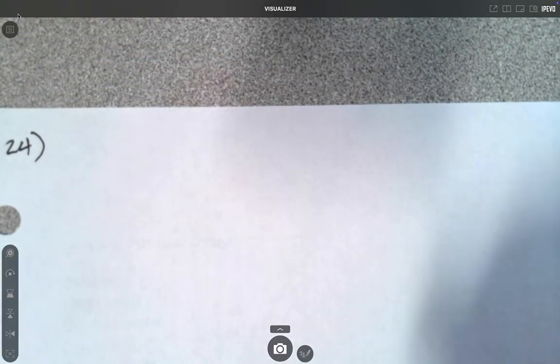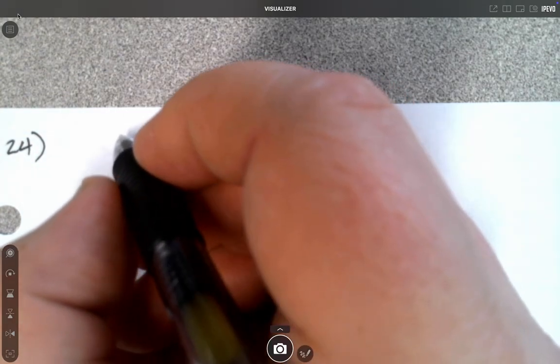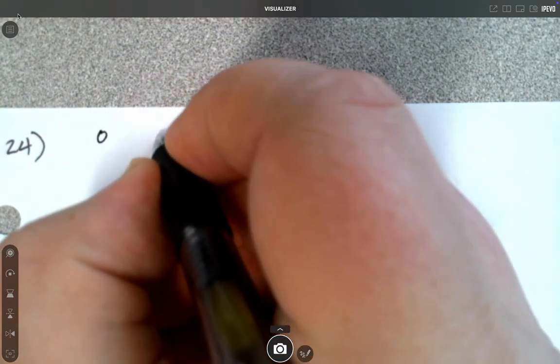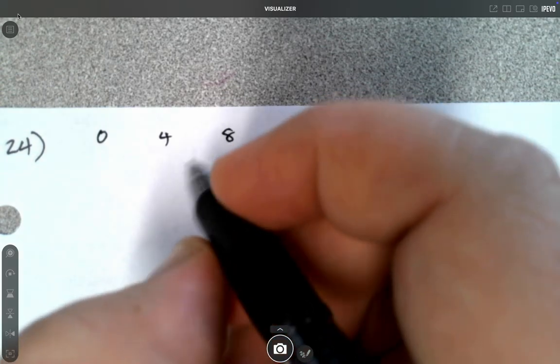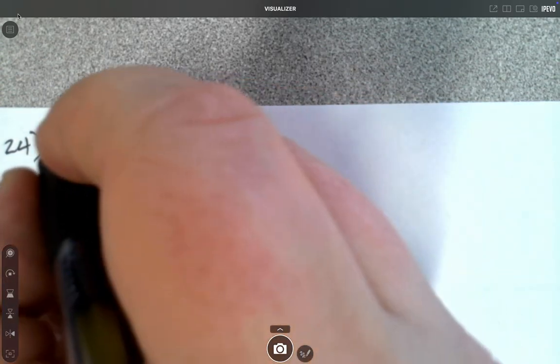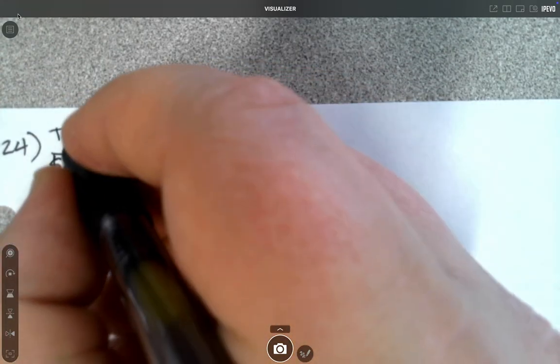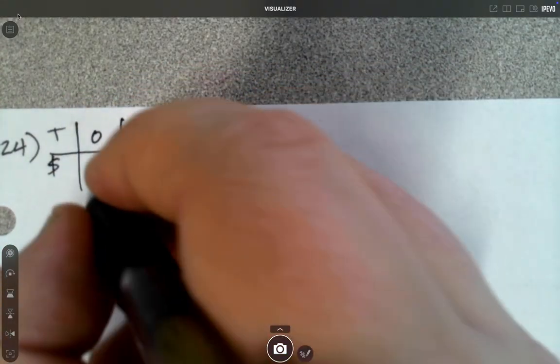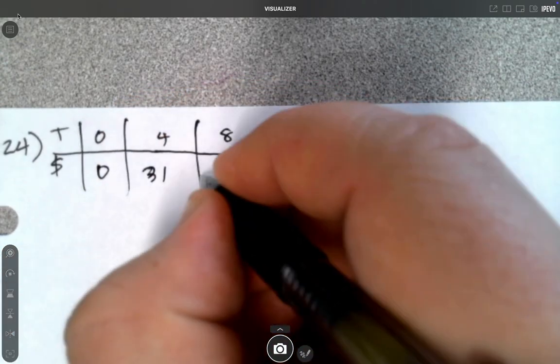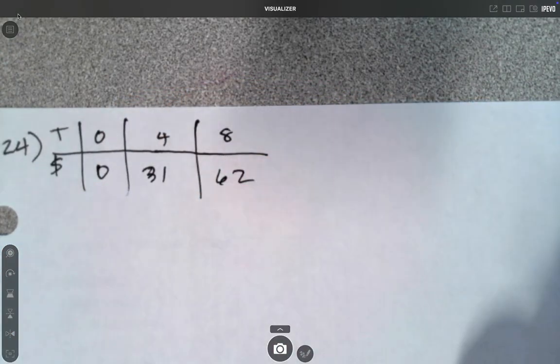Okay, jump into the next page. Number 24. It says, find the rate of change for the linear function shown below. Okay, the first row is time. The second row is money earned in dollars. So I'll just put T for time, money for dollars. And we get 0, 31, and 62.